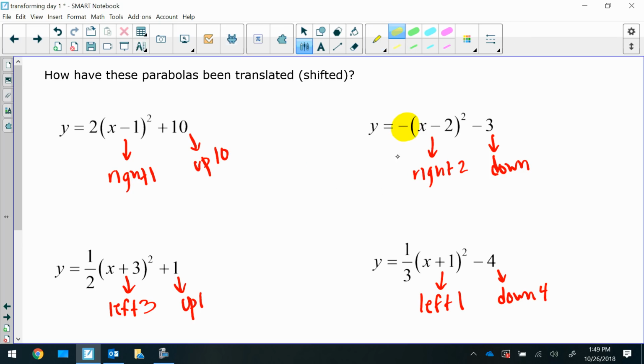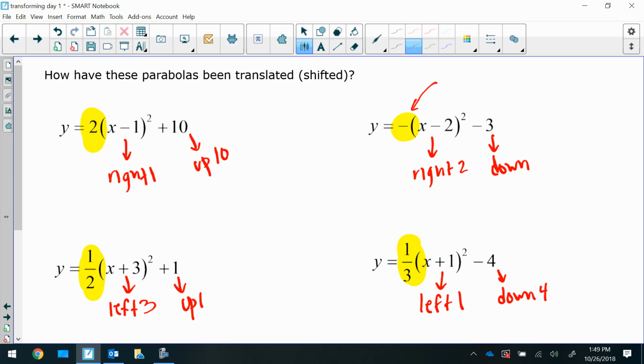So I haven't talked about what these numbers do out front. They are all a values. This first one is an a of 2. Then we have an a that's negative 1, 1/2, and then 1/3. So the first one that you are probably familiar with is the negative.